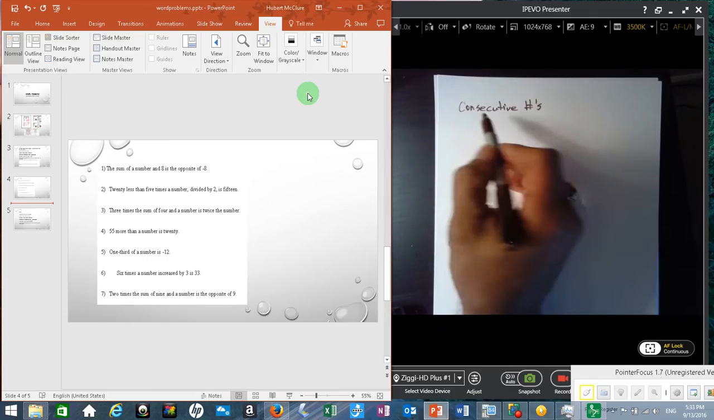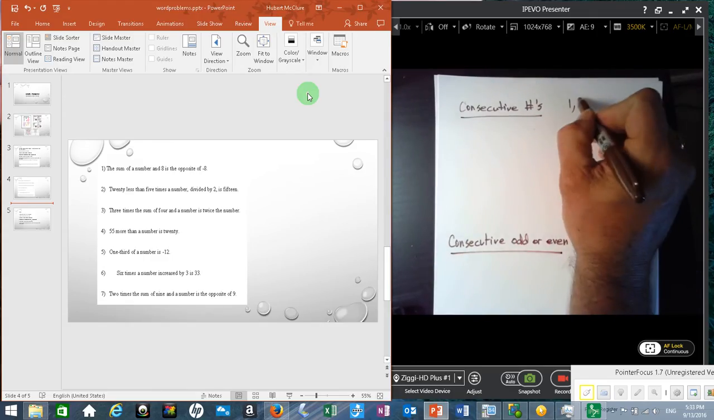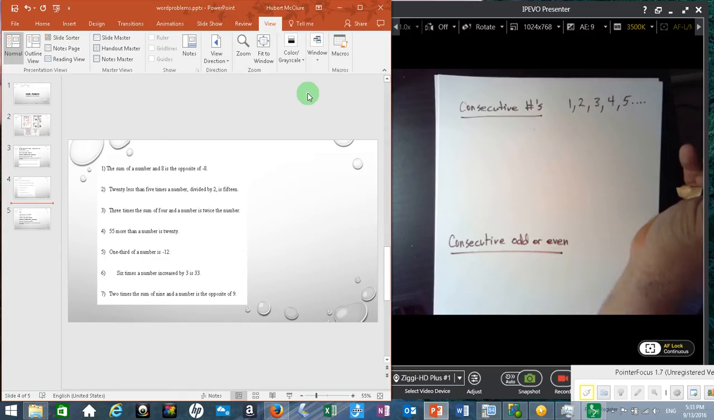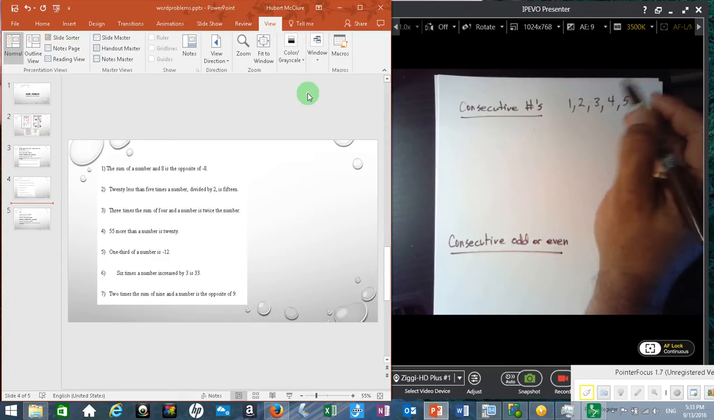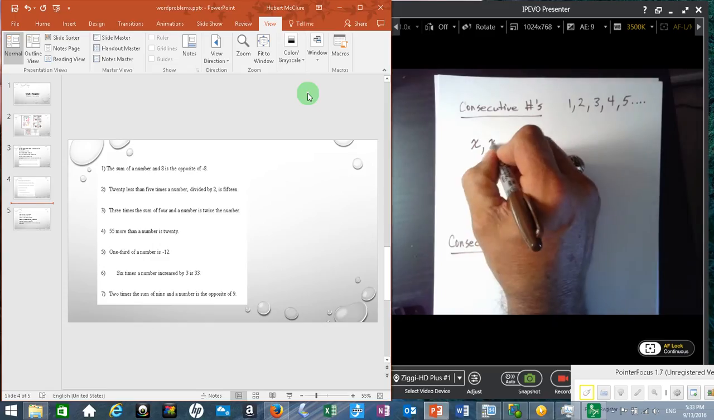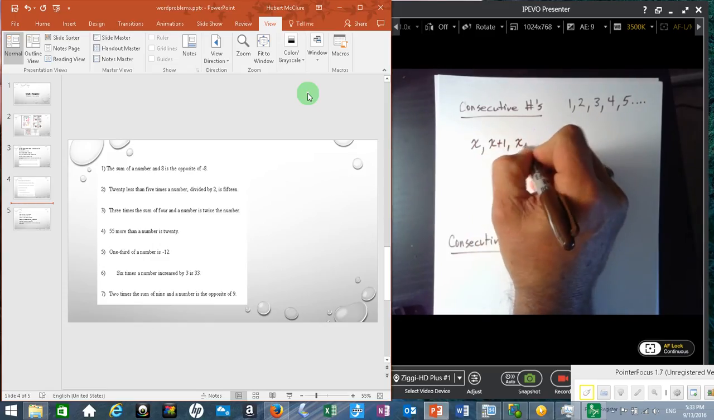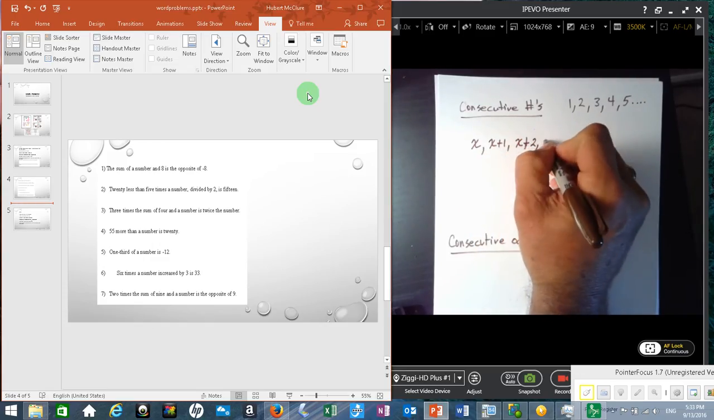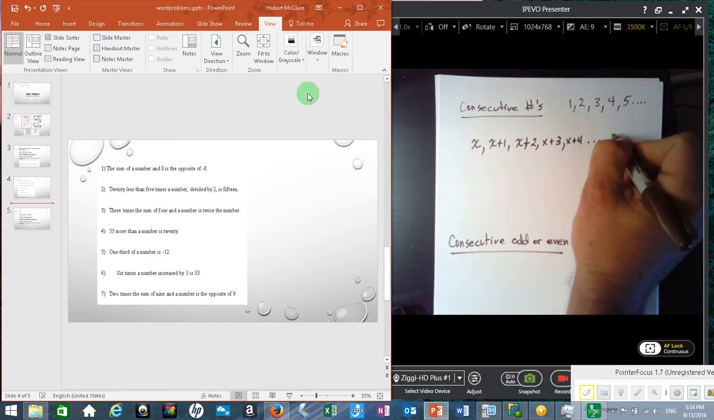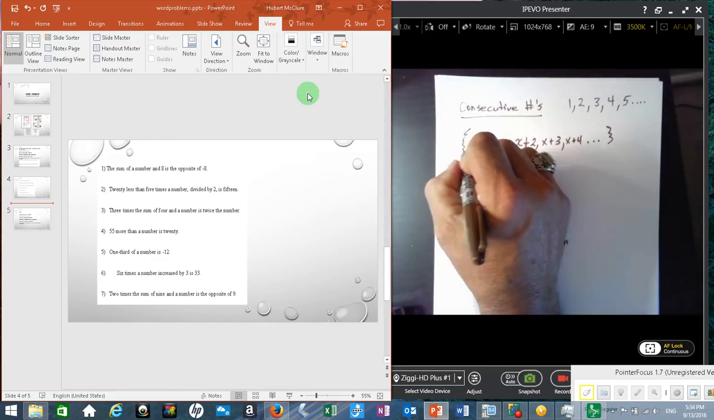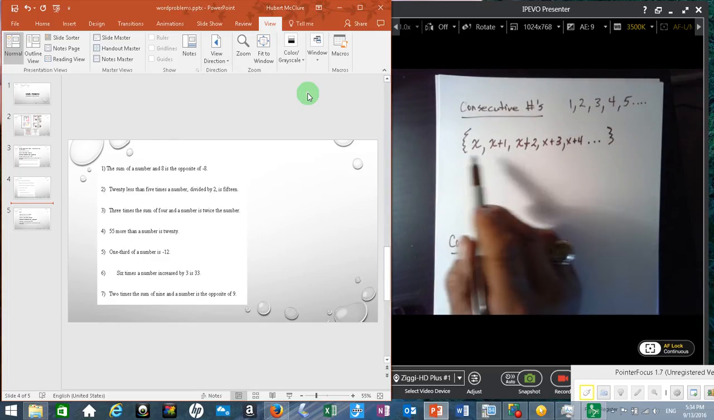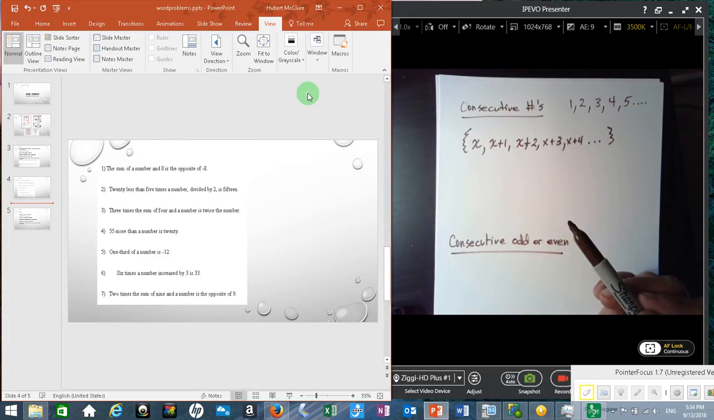Consecutive numbers are like 1, 2, 3, 4, 5, and so on. And the formula for that, if x is equal to 1, that will be x plus 1, x plus 2, x plus 3, x plus 4, and so on. So if you're ever asked to find 2 consecutive numbers, you're going to use the first 2. Or 5 consecutive numbers, you'll use the first 5, or whatever the case may be.